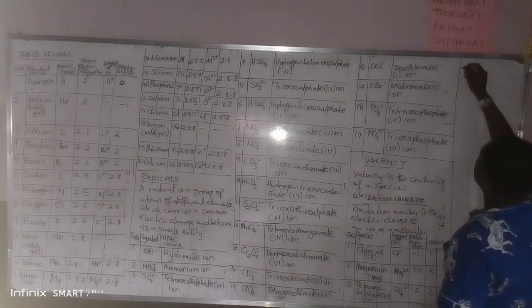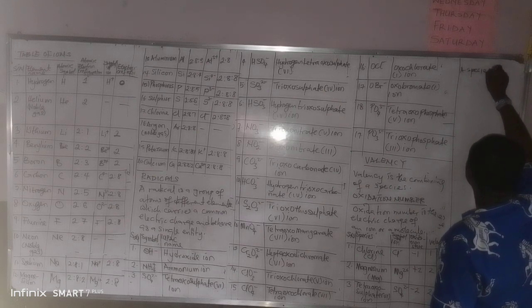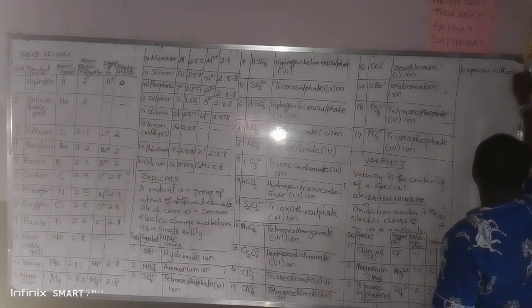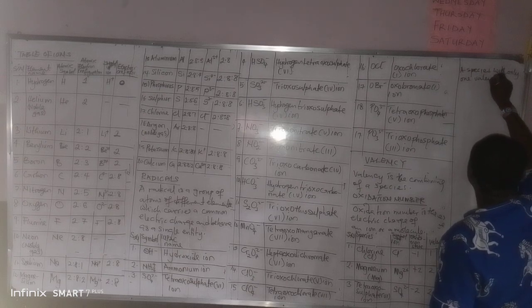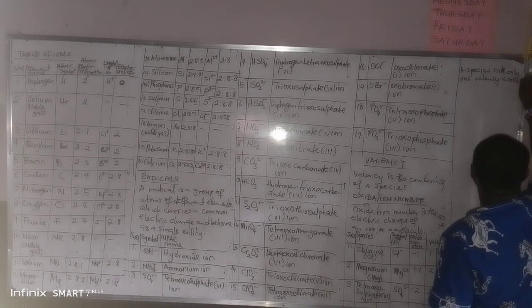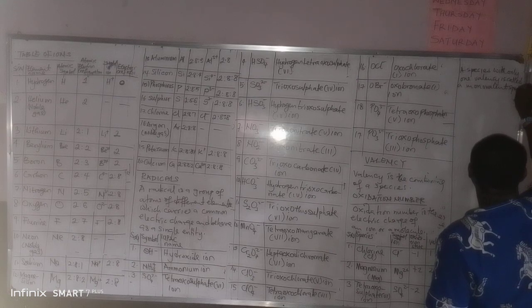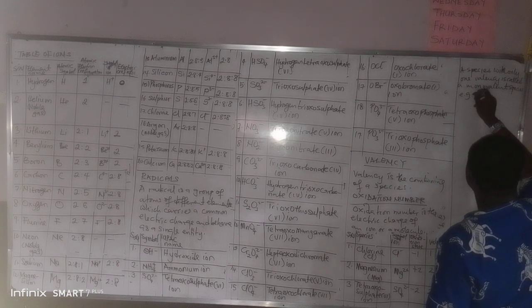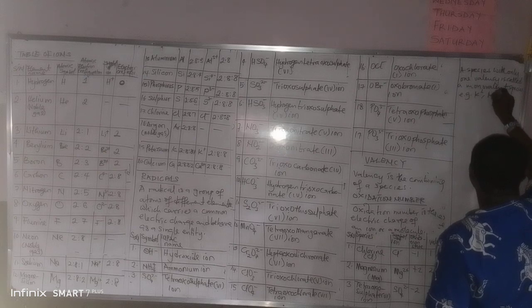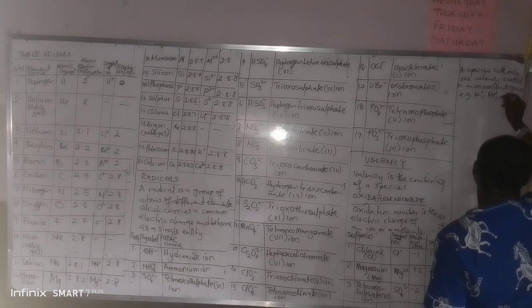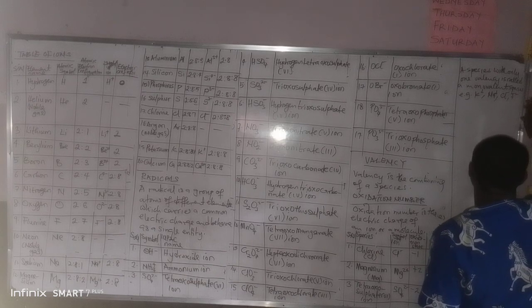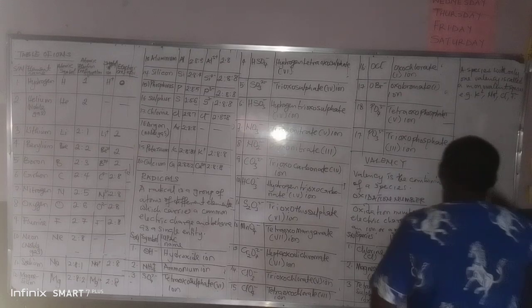Now, a species with only one valency is called a monovalent species, e.g. K plus, Na plus, and so on. Not only that, Cl minus, then F minus. So those ones that have plus 1 or minus 1 on their head, when they form ions, they are monovalent.